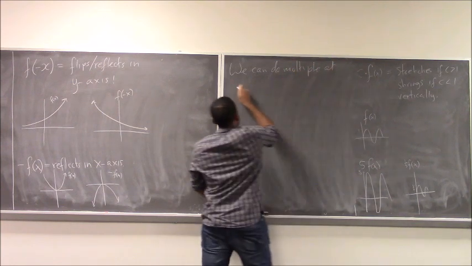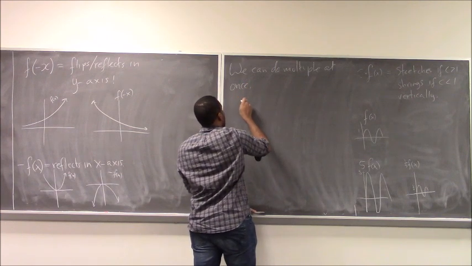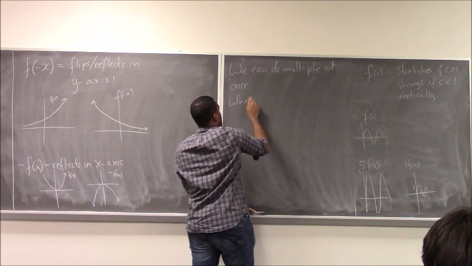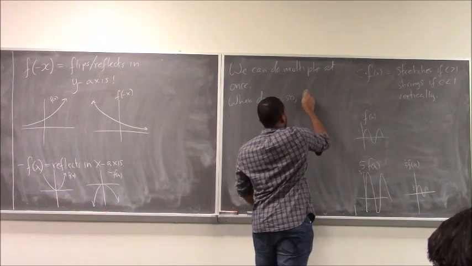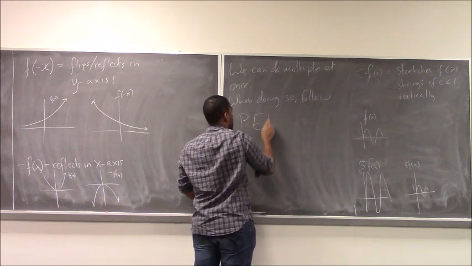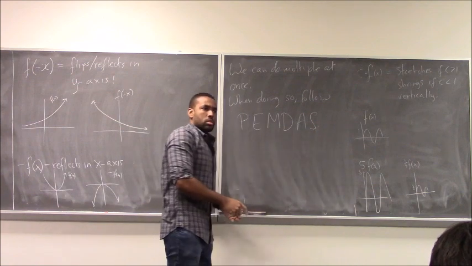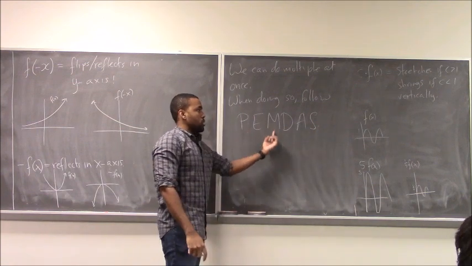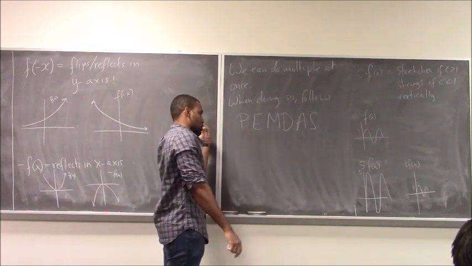We can do multiple transformations at once. In doing so, follow PEMDAS. You guys remember what PEMDAS is? Parentheses, exponential, multiplication, division, addition, and subtraction. This gives you the order of operations, the order in which you should do something.